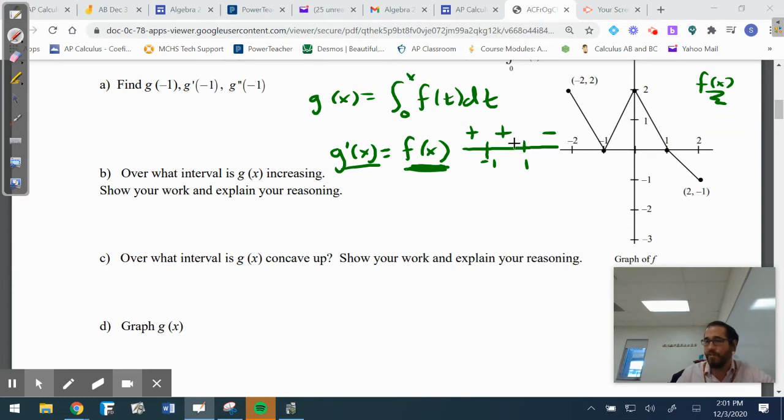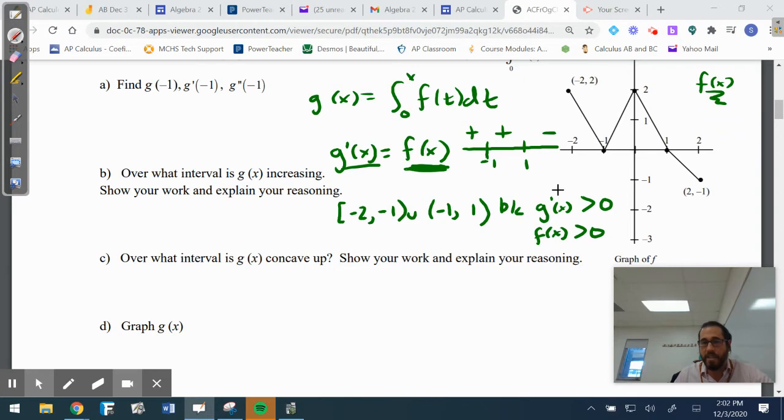So my answer for this should be that g of x is increasing from -2 to -1, union -1 all the way until 1. Why? Because g prime of x is greater than 0, or you could say because f of x is greater than 0, and those two are equal to each other. Good to go, right?